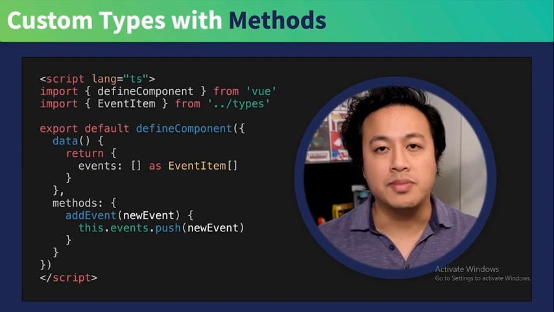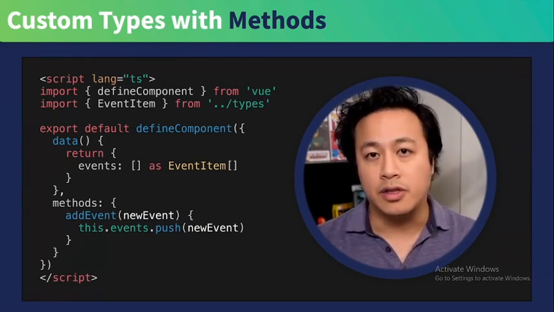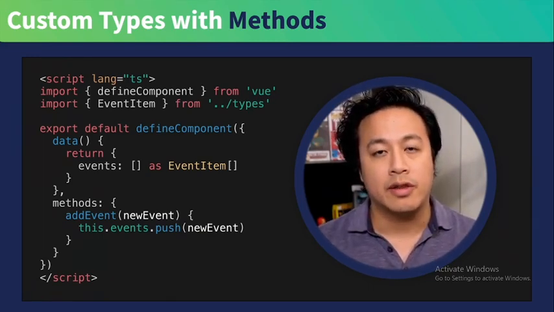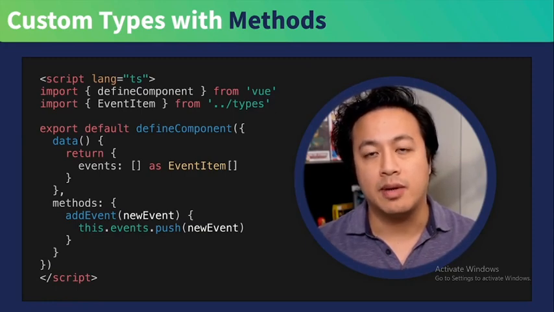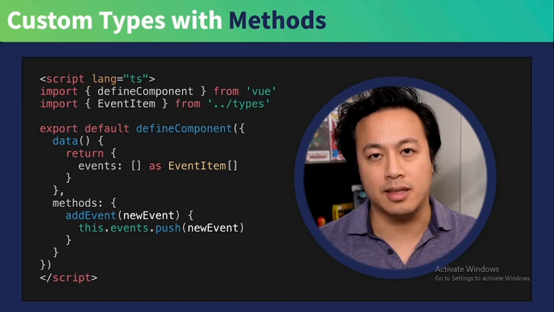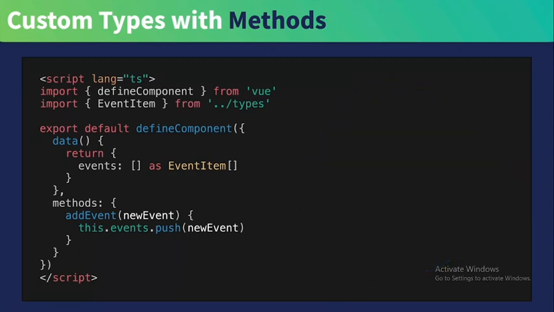Now, when it comes to assigning custom types to your methods, there are two key pieces to remember. The first is whether or not you need to type the parameters that are being passed into the method. So here, inside of our add event, we want to actually tell TypeScript that new event should be an event item. And we do that by adding the colon and then the custom type. So in this case, it's event item. And believe it or not, that's all you need to do to type the parameters of your methods.